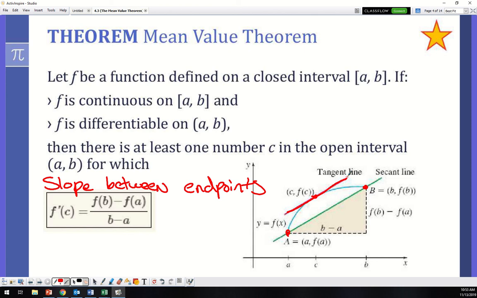What does mean mean? Not just regular teachers, okay? Not hating on you, Dr. Bragg. Mean means average, right? So we're finding the average between the endpoints and setting the derivative equal to that average. Find the slope in between the endpoints, set the derivative equal to that slope. That's the biggest, simplest, boiled down, nuts and bolts.